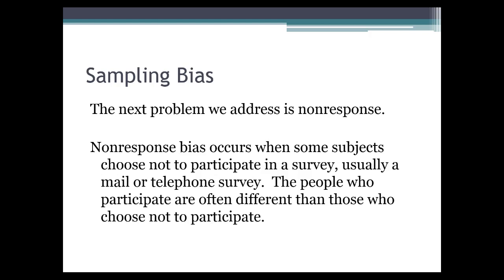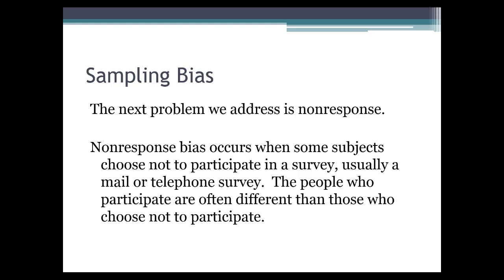The next thing that happens is non-response. Non-response is a huge issue in telephone surveys and mail surveys, where the people are chosen to participate, but they opt out. The people who participate are usually different from those who choose not to participate. So with non-response bias, you've got people who are selected to participate, but who either don't pick up the phone or who hang up on the person when they receive the call. Okay?